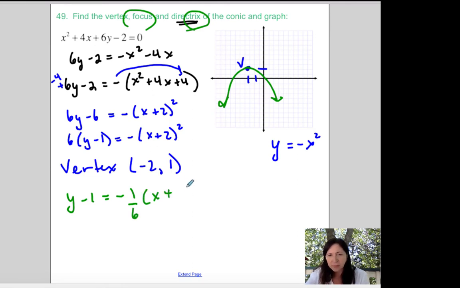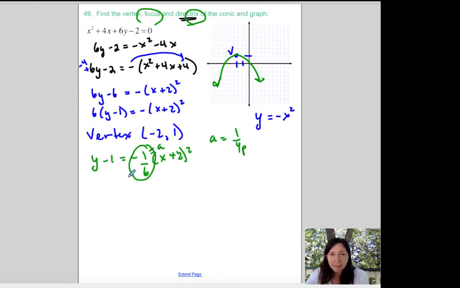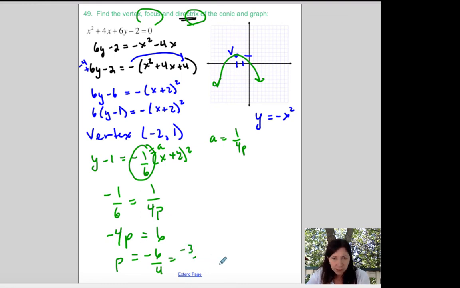times the quantity x plus 2 quantity squared, because this value right here is equal to my a value. And remember, a is equal to 1 over 4p, which means that this is equal to 1 over 4p. So negative 1 over 6 equals 1 over 4p. Cross multiply. Negative 4p equals 6. P equals negative 6 over 4, which is negative 3 halves, or negative 1.5.